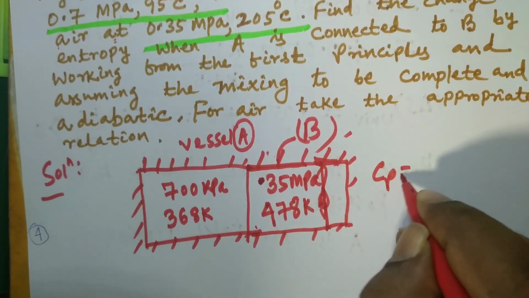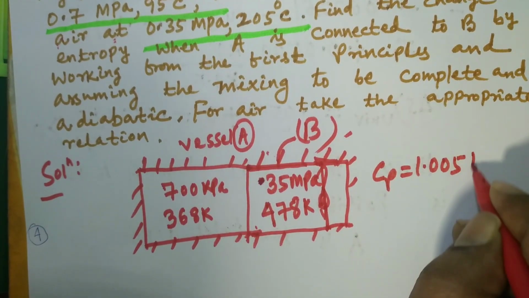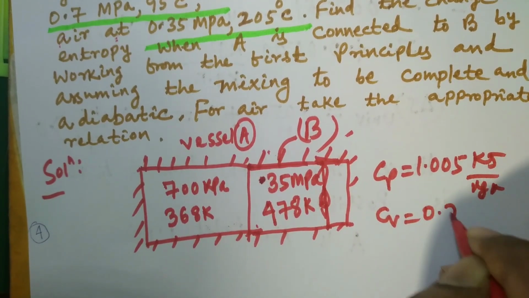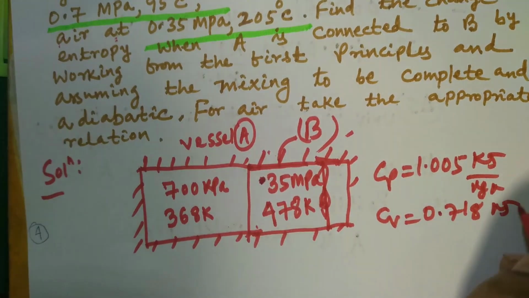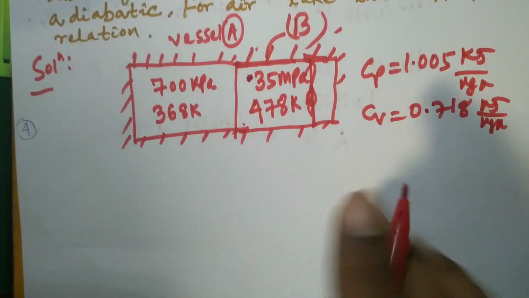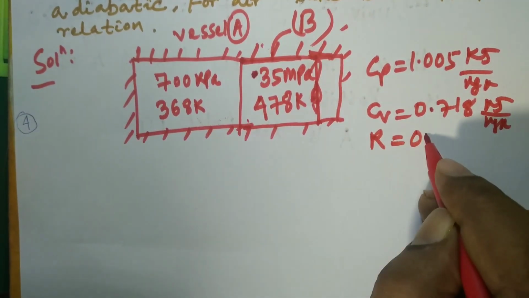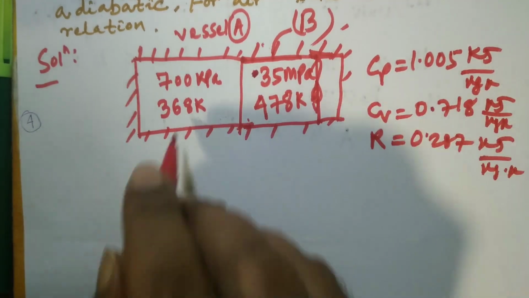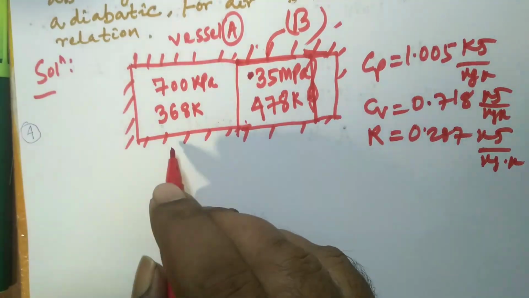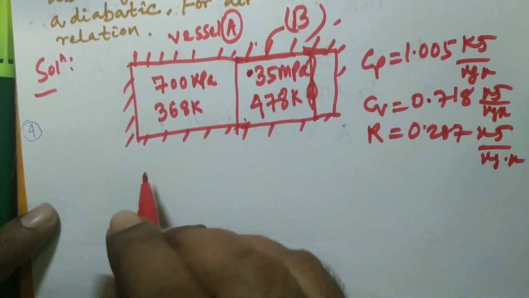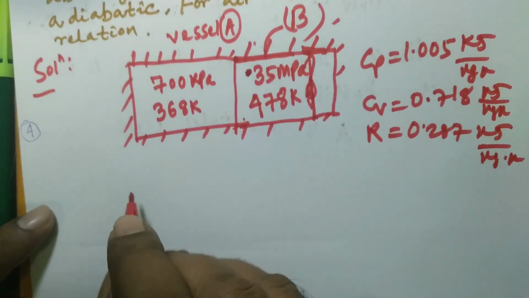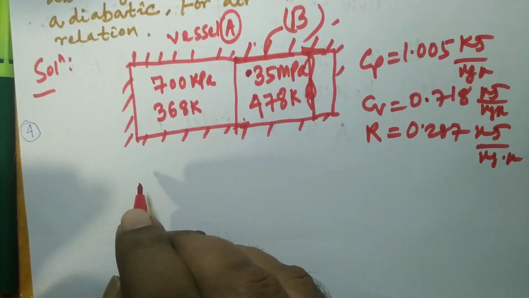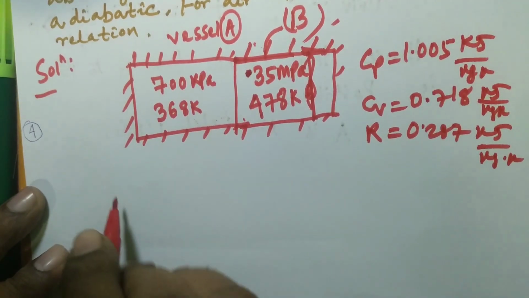For air we know Cp is 1.005 kilojoule per kg Kelvin. Cv is equal to 0.718 kilojoule per kg Kelvin. And of course R is the difference between the two. R is 0.287 kilojoule per kg Kelvin. And this process is adiabatic. So we have to find out the change in entropy, in fact in the universe. The total change in entropy of the universe during the process we are to calculate.